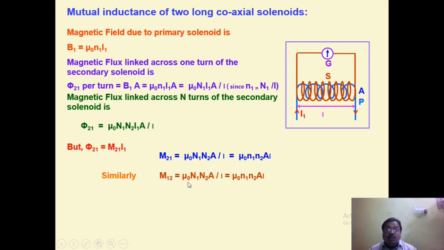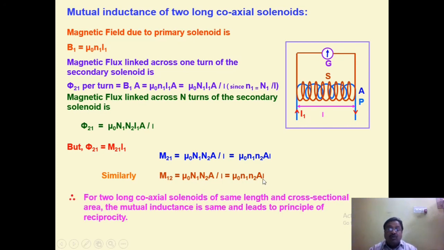Similarly, M12 will be equal to mu 0 N1 N2 A by L. After solving this, we will get this equation. So for two long coaxial solenoids of the same length and cross-sectional area, the mutual inductance is the same, and it leads to the principle of reciprocity. That is, M12 will be equal to M21.